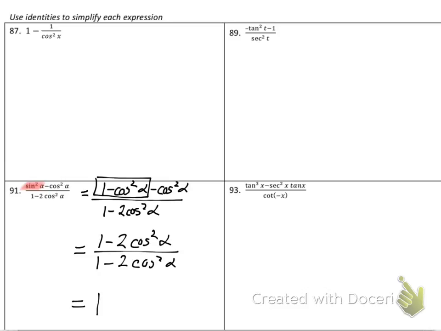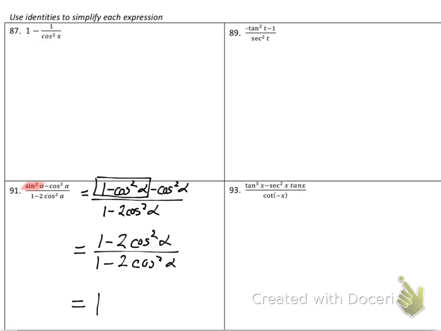I want to go over 93. I'm going to go over 93 twice, so pay attention whether you got it or you didn't get it. I'm going to go through it two completely different ways to show you that sometimes there's multiple ways to solve it and come up with the exact same answer. The first way is the one they have in the answer guide.